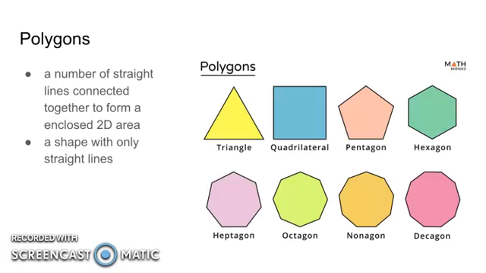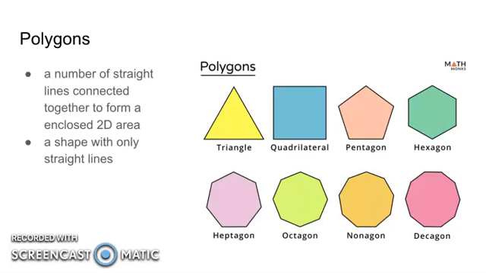So these are polygons. Basically, a polygon is just a number of straight lines connected together to form an enclosed 2D area. So these are basically just shapes with only straight lines. And here are the basic classifications for some. Triangle, three sides, quadrilateral, four sides, and so on, all the way up to a decagon, which is 12 sides.